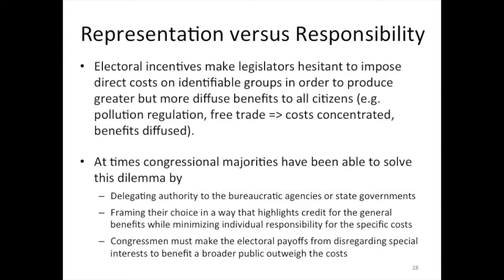Take a look at the second bullet point on this slide. Congress can also frame their choice in a way that highlights credit for the general benefits while minimizing individual responsibility for the specific costs. But that might be difficult. So in general, it's up to Congress to make the electoral payoffs from disregarding special interests to benefit a larger, broader public outweigh the costs. So once again, we've got these electoral payoffs that Congress wants, and they've got to make disregarding special interest groups to benefit a broader public outweigh the costs.